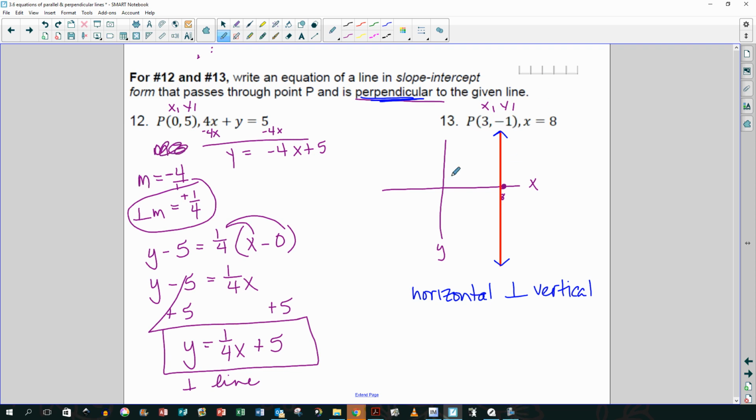So I need this point right here. So if I did over 3 down 1, then I would need a horizontal line through that point. So a horizontal line through that point. Let me raise it up a little bit. All right. So if the equation of this line is x equals 8, then the equation of this one is y equals -1.